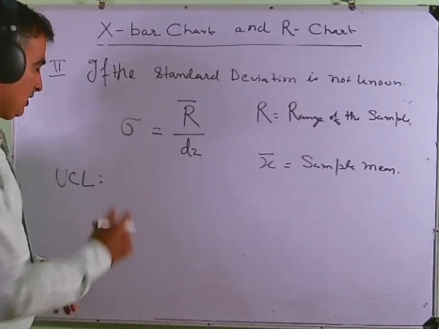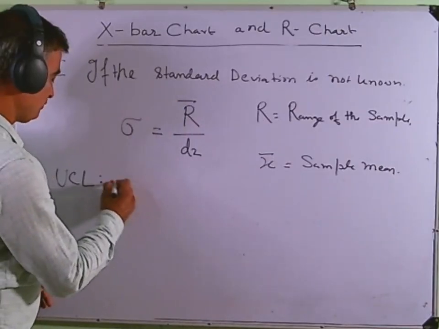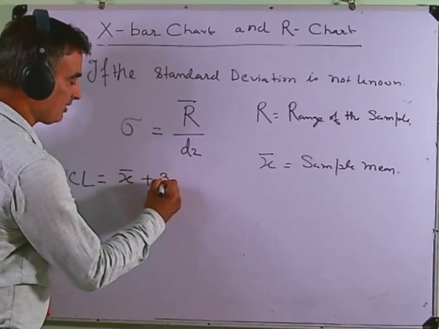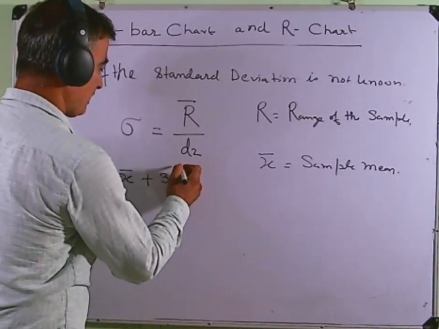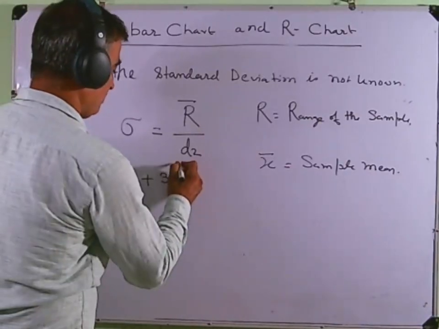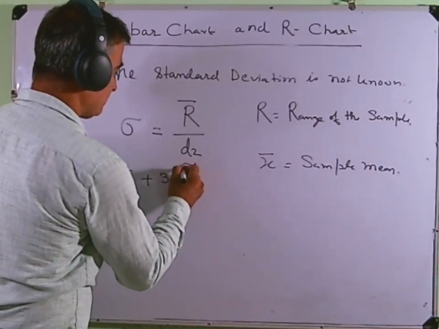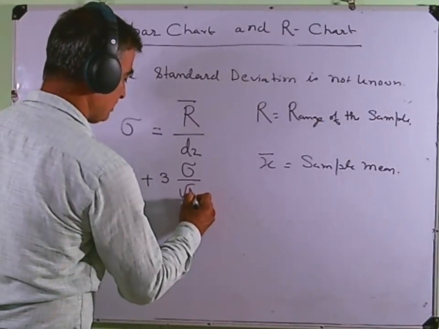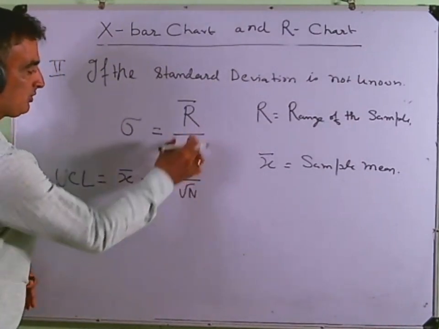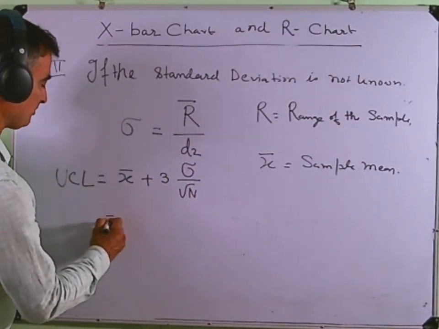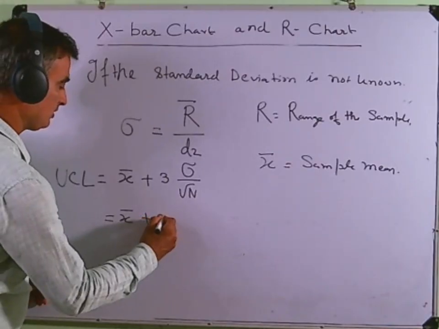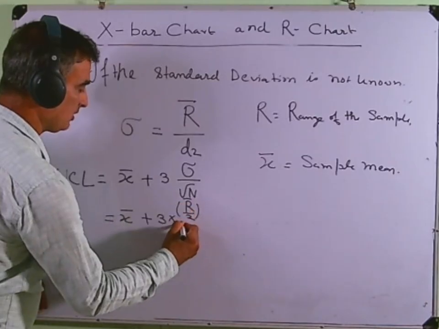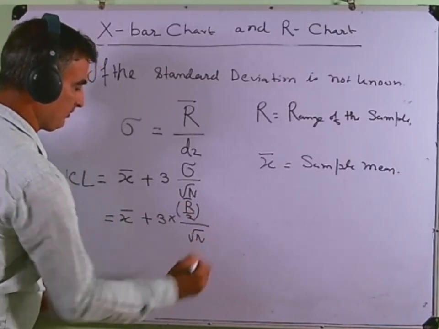The upper control limit would be: UCL is equal to X bar plus 3 standard deviation divided by root over n. We know that, right? From the last one. But now, when we use this formula to calculate the standard deviation, this becomes X bar plus 3 multiplied by R bar divided by D2, divided by root over n.